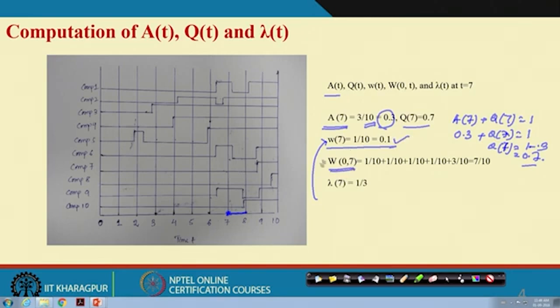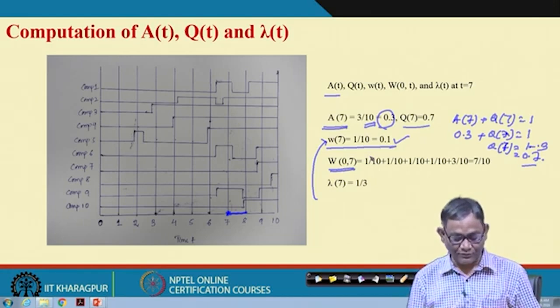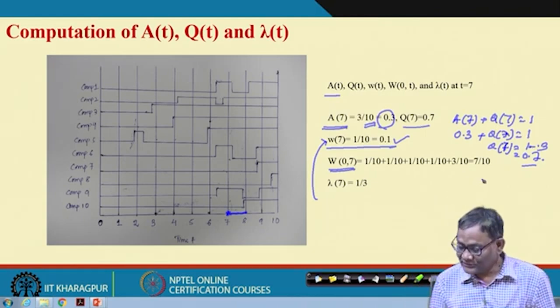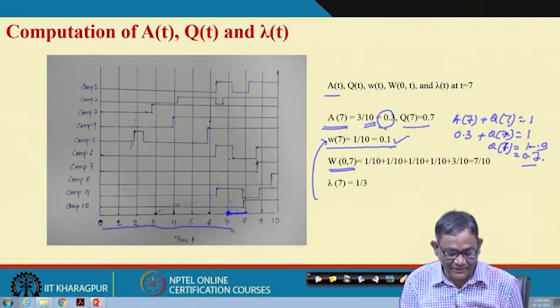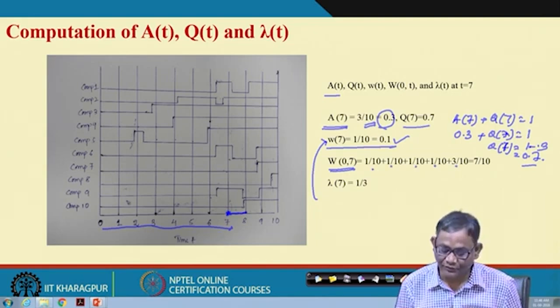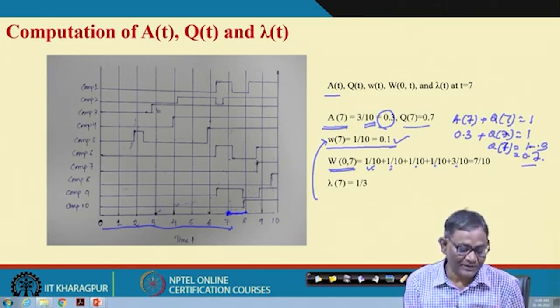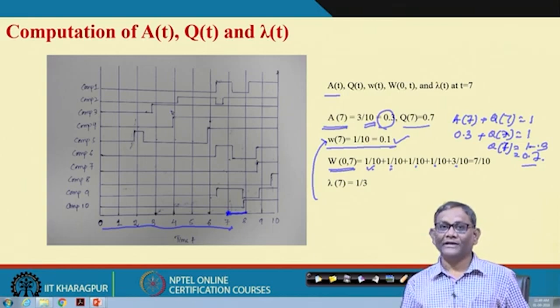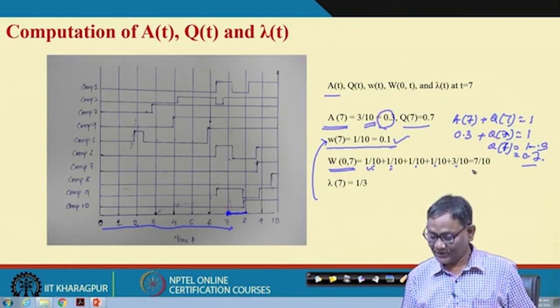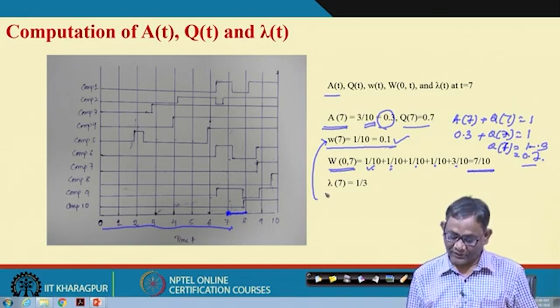Another one is the expected number of failures. We are considering here the expected number of failures from 0 to 7, so from 0 to 1, 1 to 2, 2 to 3, like this up to 7. From 0 to 1 there is no failure, from 1 to 2 there is one failure, from 2 to 3 there is again one failure, and 3 to 4 this one failed, so again one failure like this. So, 1 by 10 all will be summed up and you get the expected number of failures, which is 0.7.